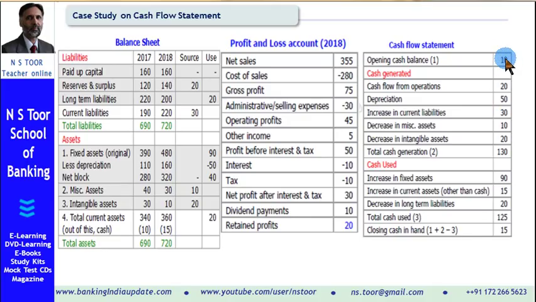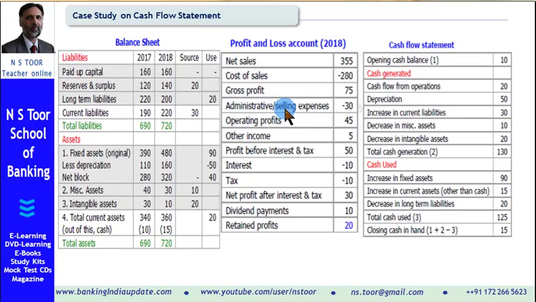10 is the opening cash balance. 130 is the generation. It means total cash available during the year was 140. Out of that 125 has been used, and closing cash balance it is 15. So we can see it is 15 here. Now this cash flow statement helps us to understand what are the sources of cash and how that cash was used. Remember, whenever we have to prepare funds flow statement, profit loss account is not required. But whenever we have to prepare a cash flow statement, profit loss account shall also be required.